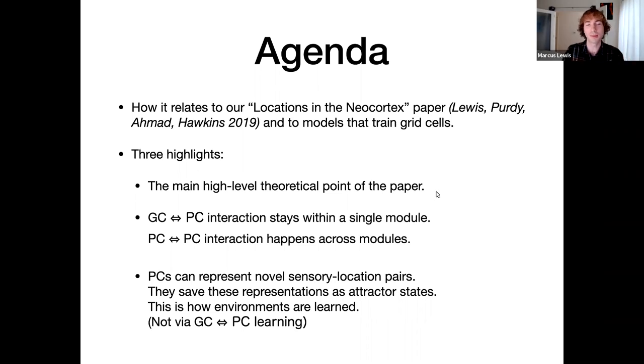Then I'm going to bring up three highlights from the paper. The first one is the thing the paper hammers on repeatedly, the main point of the paper, so of course I should talk about this. The second two are more subtle, but quite interesting. One is how the grid cell and place cell interaction happens, and the fact that the place cells aren't reading out a multi-module grid cell code. You don't have place cells reading from multiple grid cell modules. They found a way to do this that didn't require that, so it's worth going into. The second is that both of our models have these conjunctive feature location pairs, or sensory location pairs, but they do it differently in a way that's interesting and worth talking about.